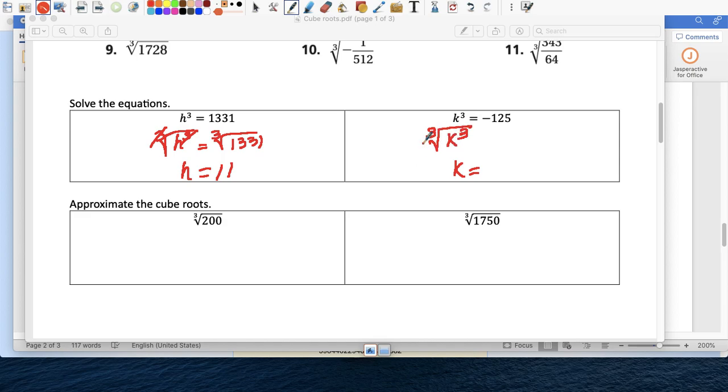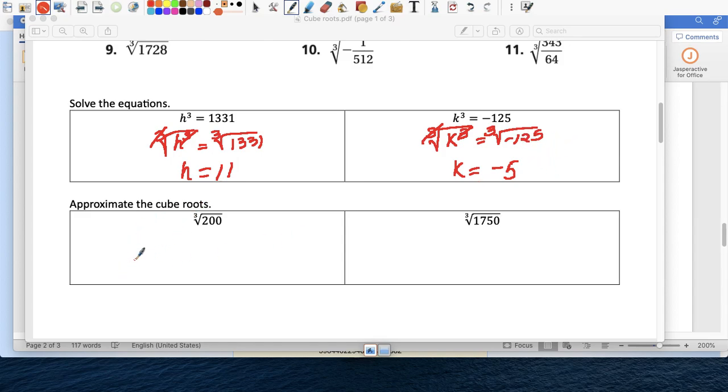And by taking the cube root, this guy and this guy will go away and simplify, and I'm going to be left with k. On the other side, I'm going to take the cube root of negative 125. So what number times itself 3 times will give me negative 125? First of all, we know it's going to be negative, and it's going to be 5. Negative 5 times negative 5 times negative 5 is negative 125.